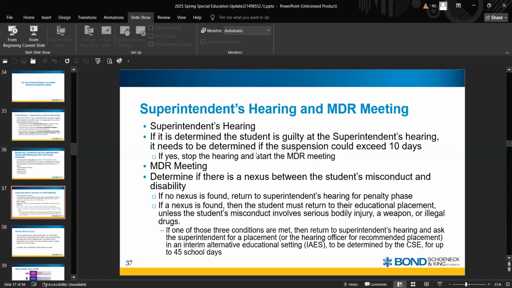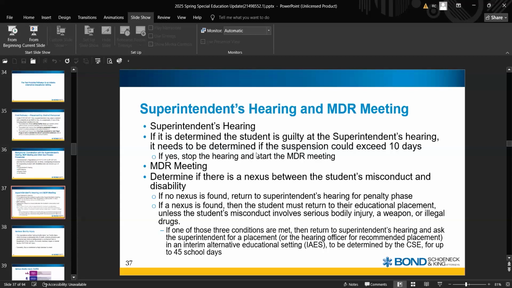After the manifestation meeting, we find a nexus and we go back to the superintendent's hearing. We can say we found manifestation, but this misconduct involves serious bodily injury, so we're going to ask the hearing officer to recommend an IAES. That's this process and how it plays out.